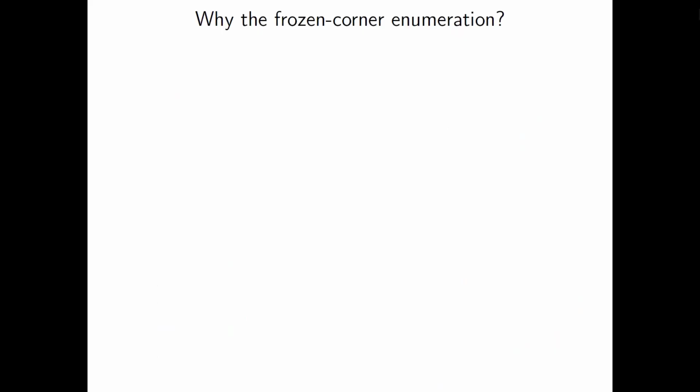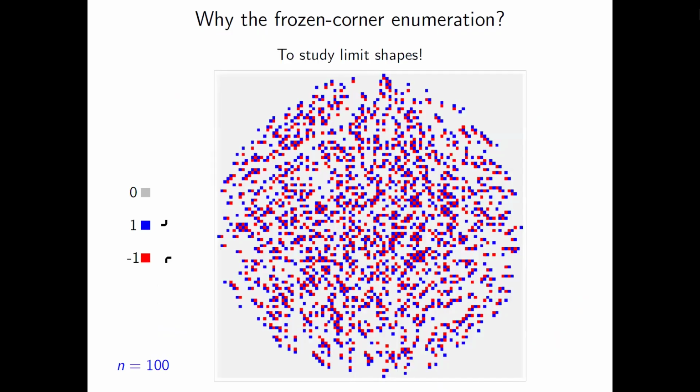Now I come back a little bit to the main motivation to study this frozen corner enumeration, because the numbers are not round, so maybe it's not so interesting. Well, it is interesting, again due to asymptotic combinatorics. As you know, ASMs develop limit shapes as n becomes large. Here I use this code of colors. So this is a 100 by 100 ASM.